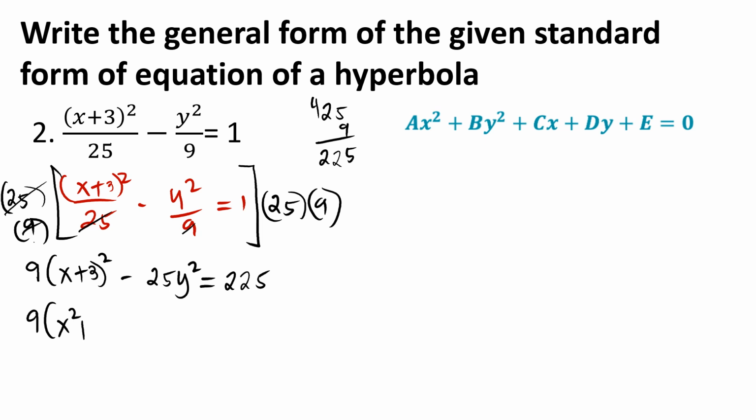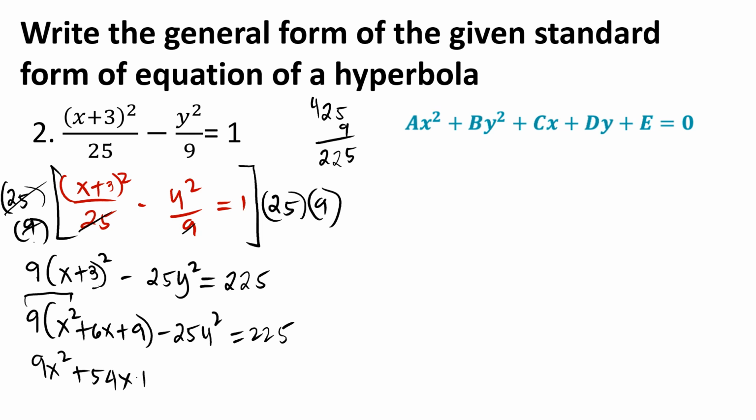So after which we are going to expand the binomial. This will be x squared plus 3x times 2, 6x, plus the square of 3 is 9, minus 25y squared is equal to 225. This time we are now to distribute. This will be 9x squared plus 54x plus 81 minus 25y squared. We are now to transpose the 225 because the general form will be equated to 0.